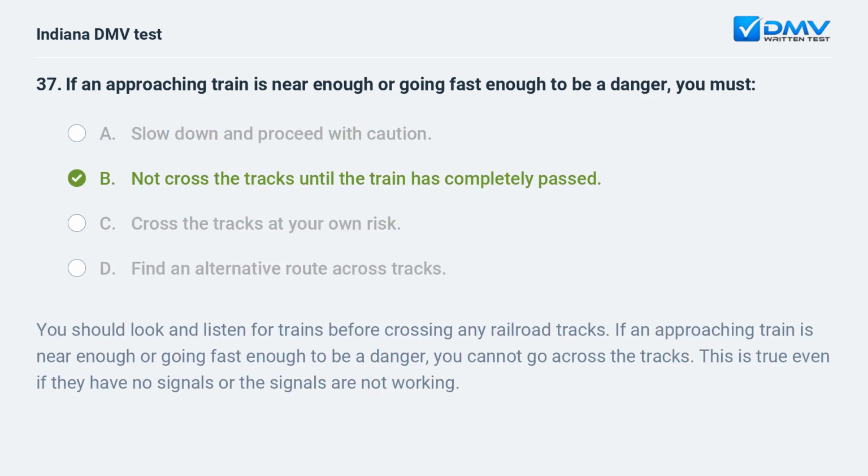B. Not cross the tracks until the train has completely passed. You should look and listen for trains before crossing any railroad tracks. If an approaching train is near enough or going fast enough to be a danger, you cannot go across the tracks. This is true even if they have no signals or the signals are not working.